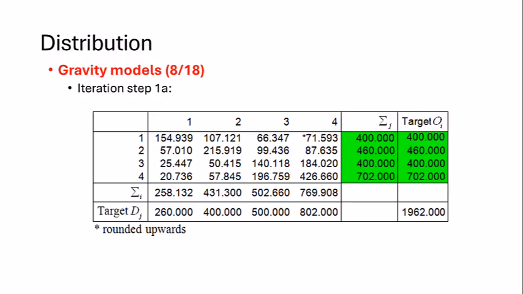This slide shows the resulting matrix after applying the first iteration. As you can see, the flows begin to take shape, but they are not yet aligned with all the target totals. This is why further iterations are necessary. The next step is to update the Bj values using the newly calculated flows, and then cycle back to recalculate Ai. The process continues until the differences fall within an acceptable range.